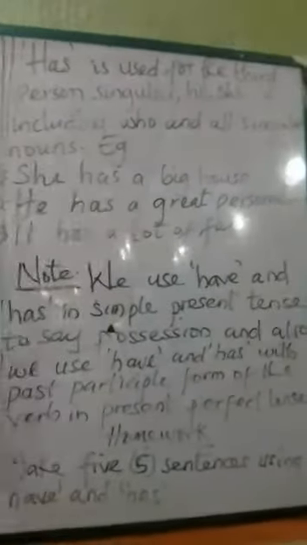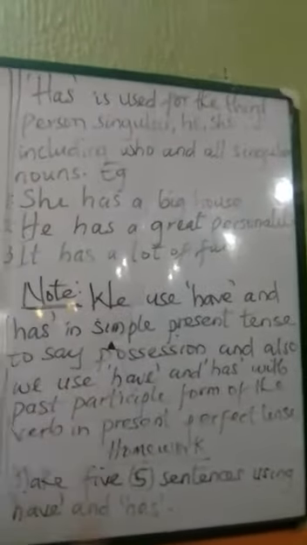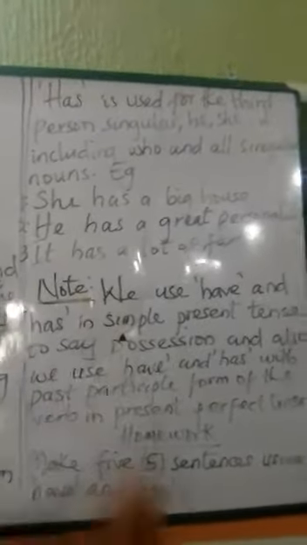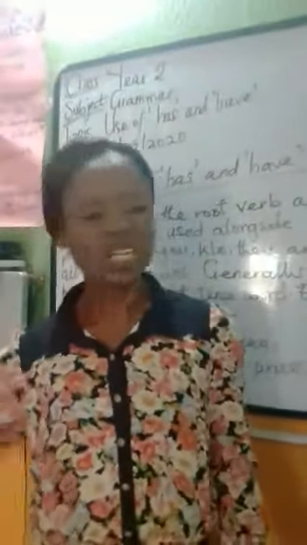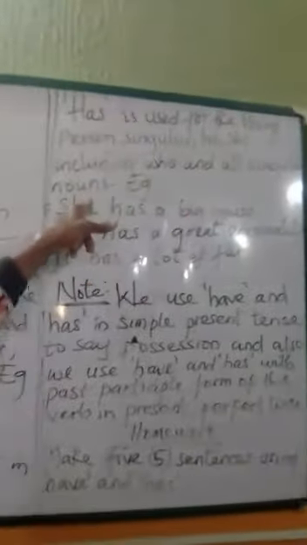Has is used for the third person singular: he, she, it, including who. If you want to ask a question, you say, who has this book? You don't say, who have this book. That is very wrong.